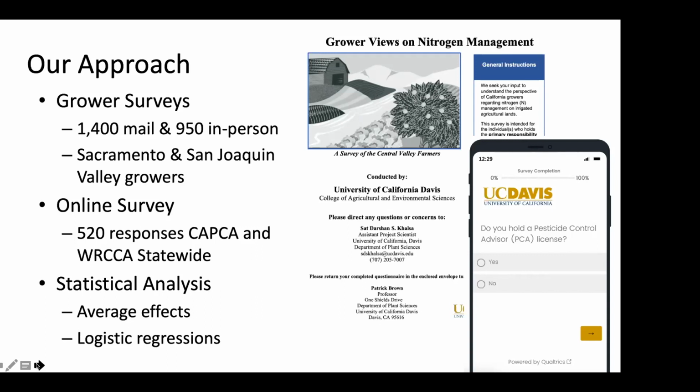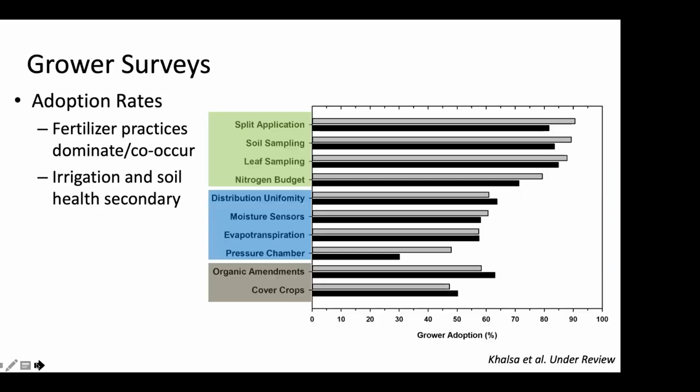So I just want to give an overview of some of the numbers I'll be presenting. So this is just average results. Basically, we asked about these suites of practices. So the green ones we call fertilizer use management. The blue ones are more centered around irrigation.